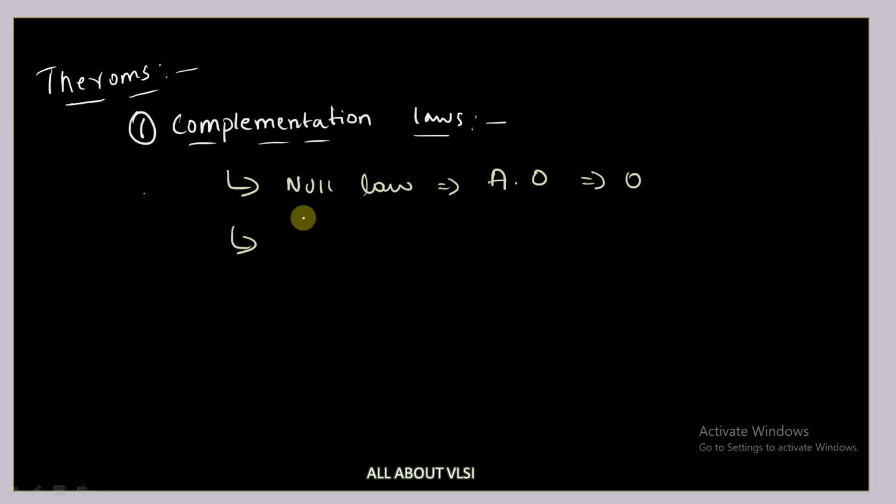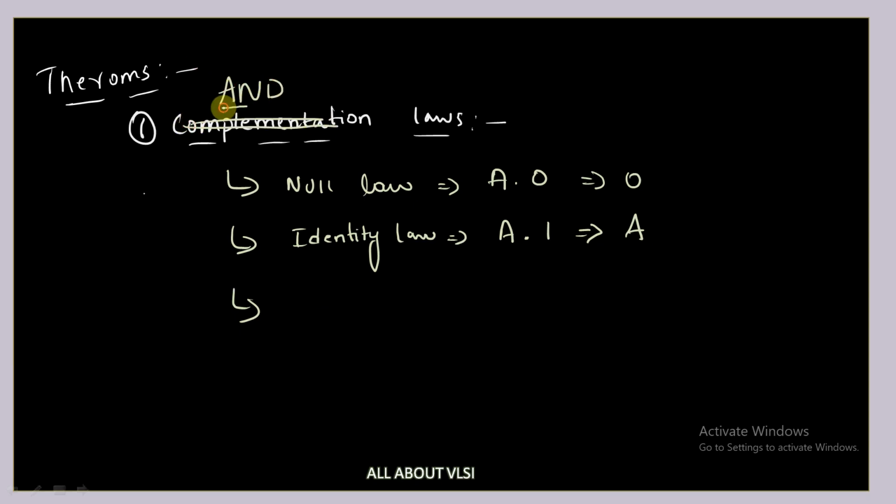And we have one more law, the identity law. This law says that if we multiply any variable with 1, or perform logical multiplication, then the resultant is a. Okay, not 1. Many people will write 1. It is not 1, it is a. And we have one more law, mm, complement. Yeah, so sorry, this is not complementation laws, this is AND laws.